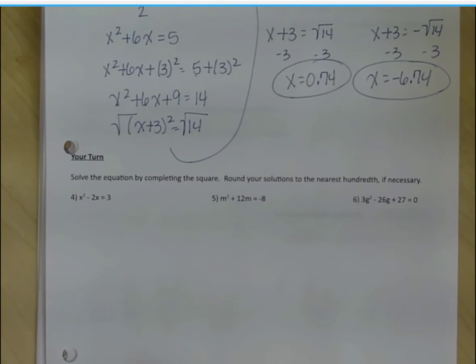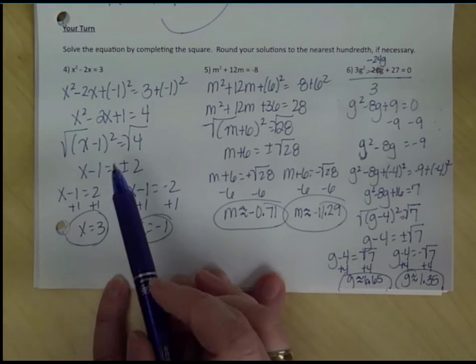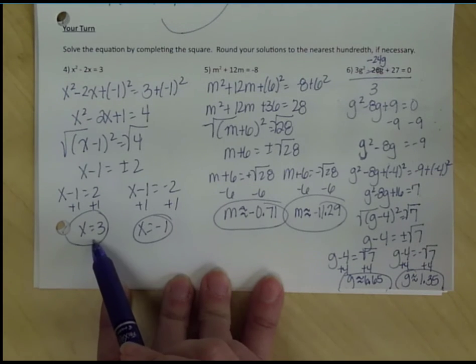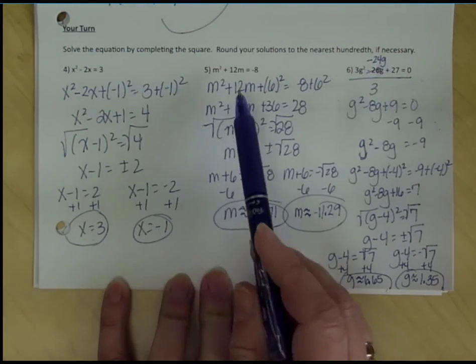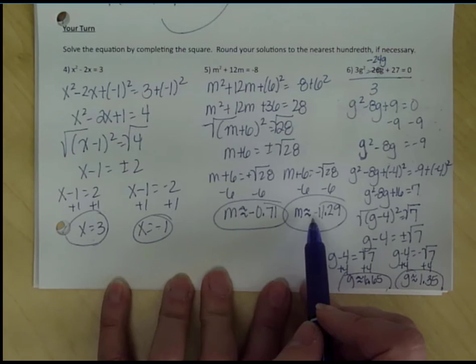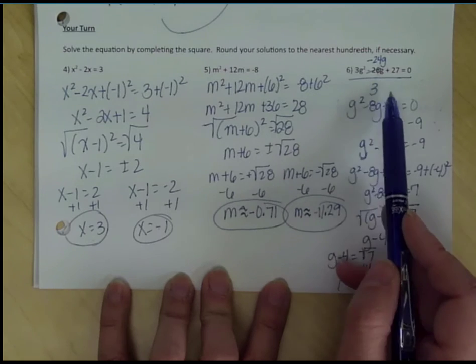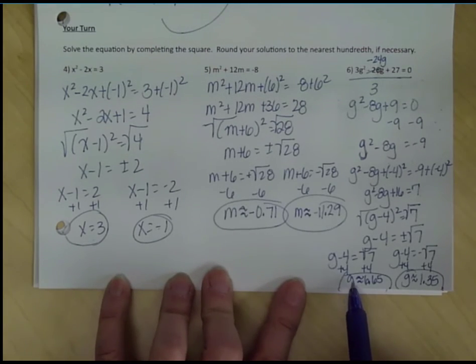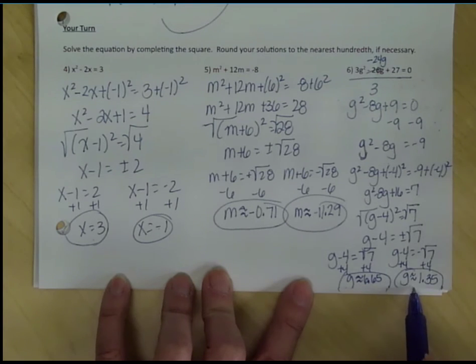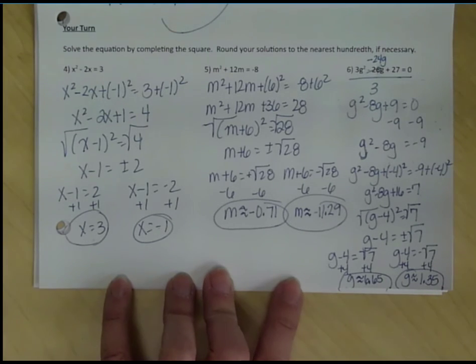Go ahead, try these problems, hit pause. When you're done, hit play to check your work. All right, for number 4, when you complete the square, you should end up with x equals 3, x equals negative 1. For 5, m is approximately negative 0.71 and negative 11.29. For 6, remember, you can't have a coefficient for g, so we're going to divide by 3 here. We end up with g is approximately 6.65 and 1.35. If you need more time to take a look at this work, don't forget to hit pause.